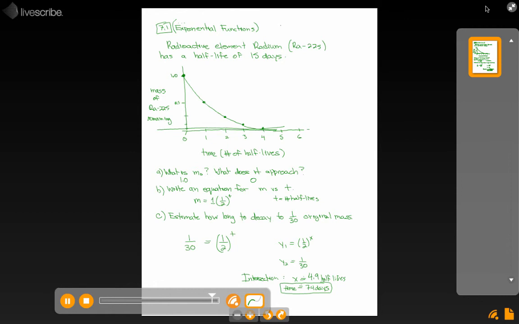It makes sense even looking at the graph that it went a half, a quarter, an eighth, a 16th. By 5 half-lives it would be 1/32nd of its original mass. So we're very, very close to that. Just under 5 half-lives, so just under 75 days is the answer to that.